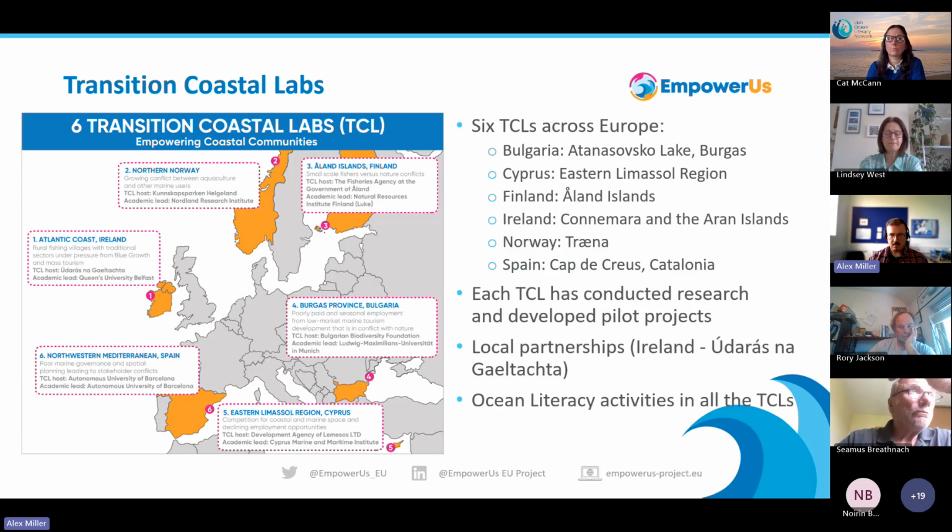So one of the lenses that we're looking at this through is the framing of transitional coastal labs, or TCLs. And so these are 6 essentially case study areas that we've set up in different areas around Europe. As shown here on the map, we have people in Bulgaria, Cyprus, Finland, Ireland, Norway, and Spain. And each of the transitional coastal labs is set up as a partnership between an academic lead from a university, as well as a local partner from a local government agency or civil society organization.